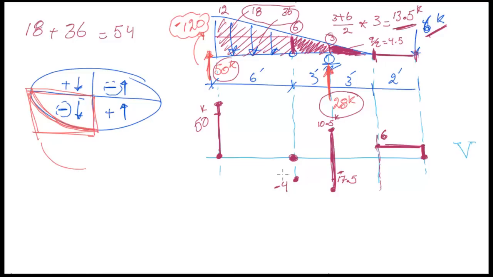So between 50 and negative 4, I will have a concavity like this. And again, the same logic applies to this segment. It's negative and decreasing, so it goes like this. It's not a straight line, it's concaved up. Let me clean it up.